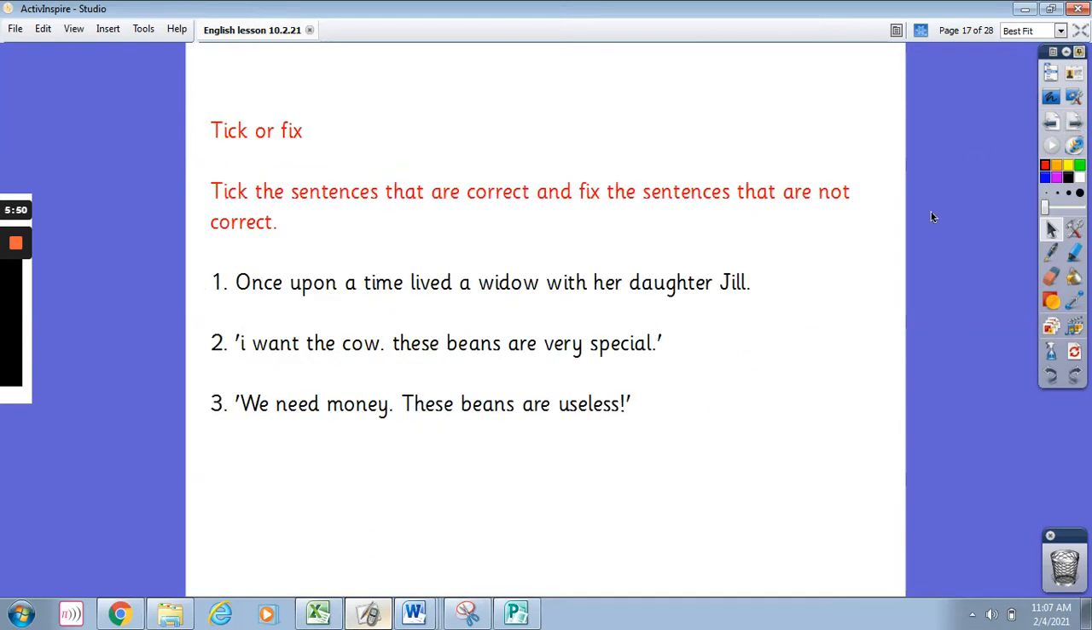So now we're going to tick the sentences that are correct, and we will fix the sentences that are not correct. The first sentence is, once upon a time lived a widow with her daughter Jill. The second sentence says, I want the cow. These beans are very special. And the last sentence says, we need money. These beans are useless. I want you to pause the video, and I want you to have a look at these sentences. And if there's a sentence that is not correct, I want you to write it on your paper, and I want you to fix it.